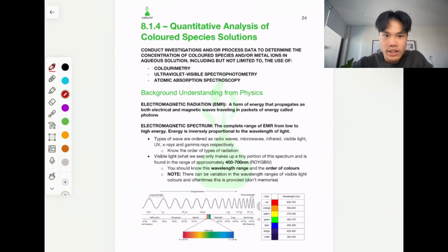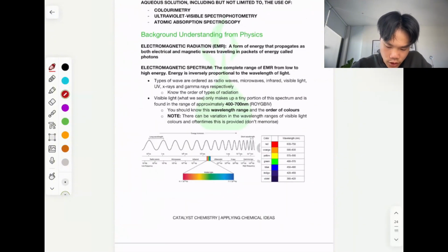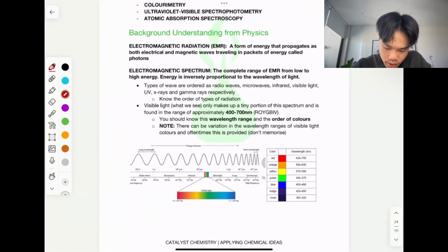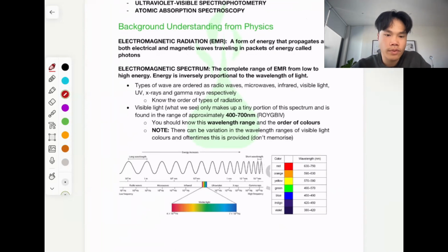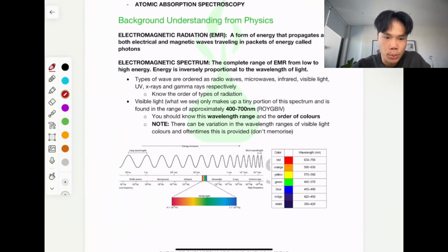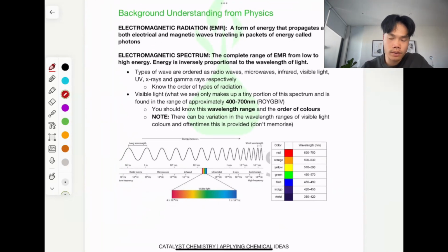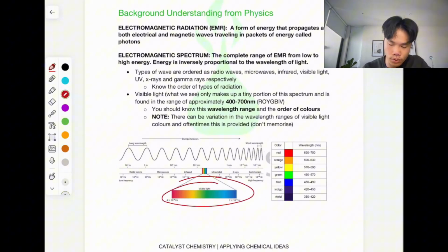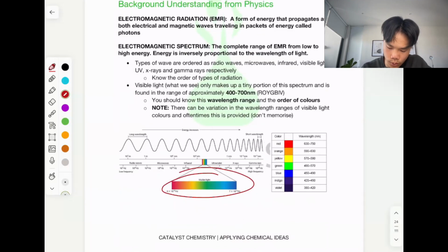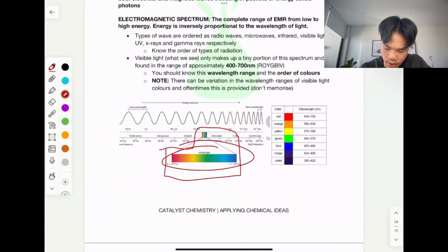Moving on to your quantitative analysis of colored species, we have colorimetry, UV-Vis, and AAS. I'll quickly go through each of them, and I'll spend a bit more time on AAS. To reintroduce everything, you have EMR. It exists on a spectrum, going from very short wavelength to very long wavelength. And for the most part, we're only looking at the visible spectrum for colorimetry. For UV-Vis, we're looking at UV and the visible spectrum, so a little bit more. And for AAS, it's a mix of everything, but mostly visible as well.